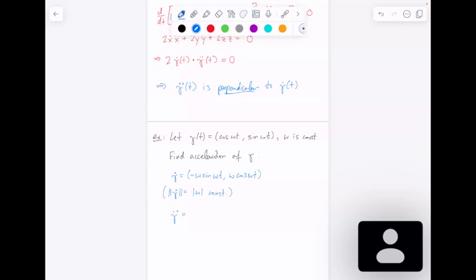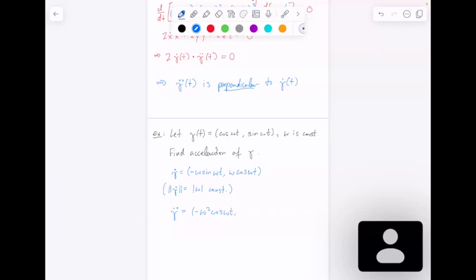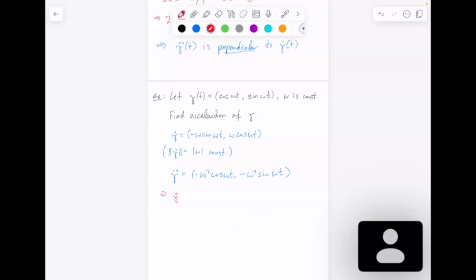Its acceleration, we could calculate directly here as well. Take another derivative, and you get minus omega squared cosine omega t, and then minus omega squared sine omega t. And observe gamma dot dotted with its acceleration. If you take these two vectors and dot them together, this is equal to omega cubed sine omega t cos omega t minus omega cubed sine omega t cos omega t, which is equal to 0 as predicted.